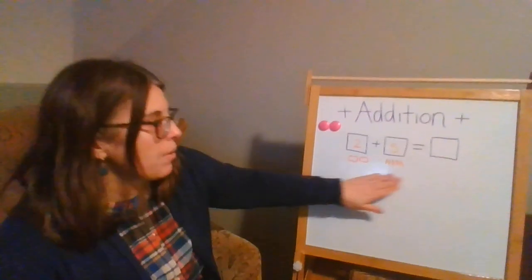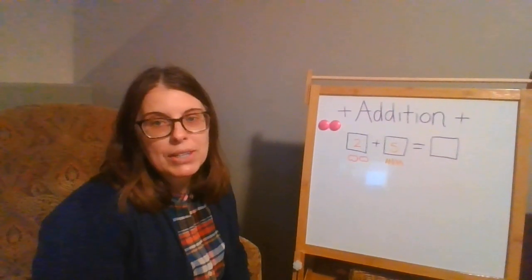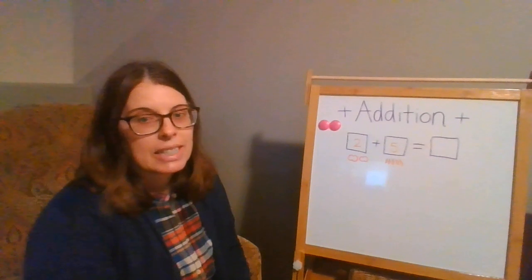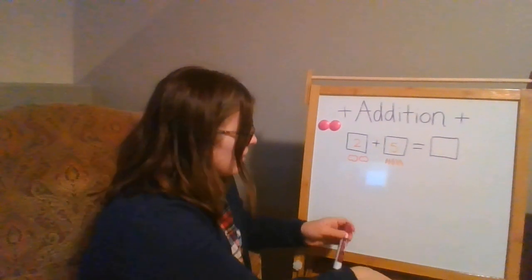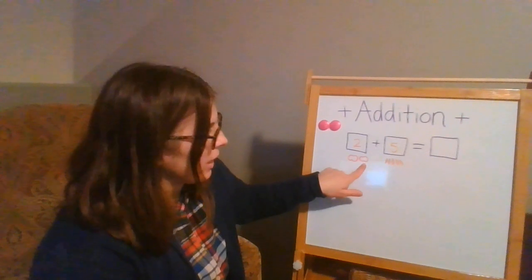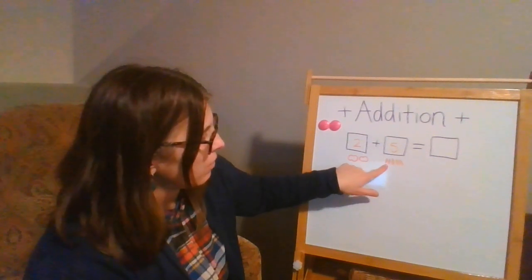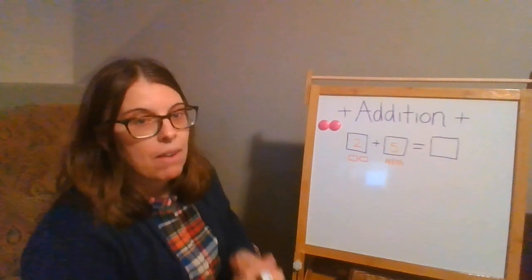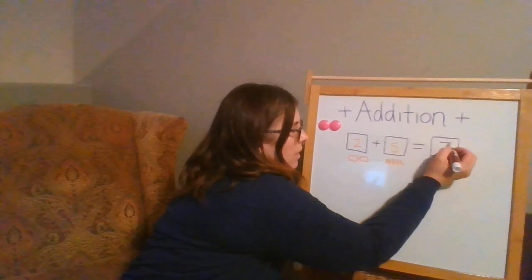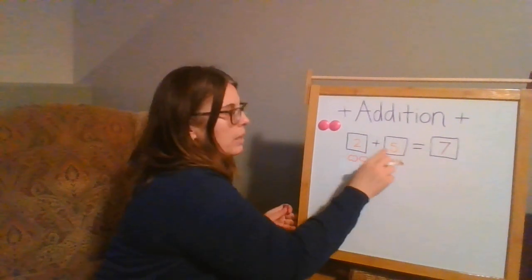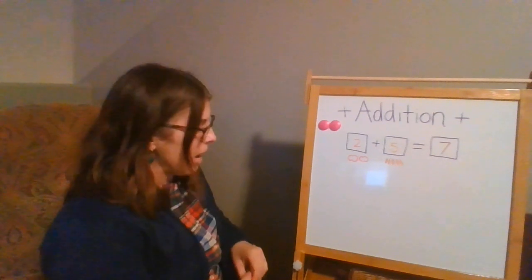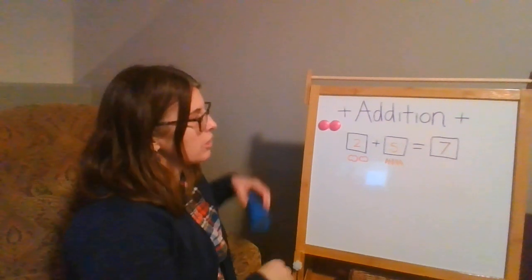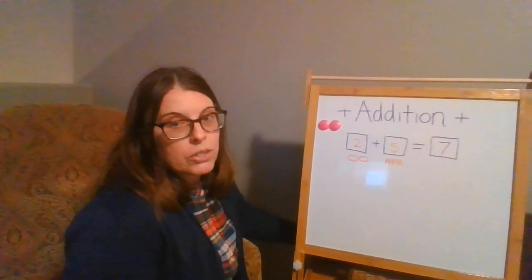Now, how would I figure out how many that equals all together? What would I do? Yeah, I could add those numbers together, right? So 1, 2, I could count all these. 1, 2, 3, 4, 5, 6, 7. If I count all of those, and then I'll get the answer. 2 plus 5 equals 7. Okay? Now I'm going to give you one, and I want you to try and write the equation and draw the picture that goes with it.